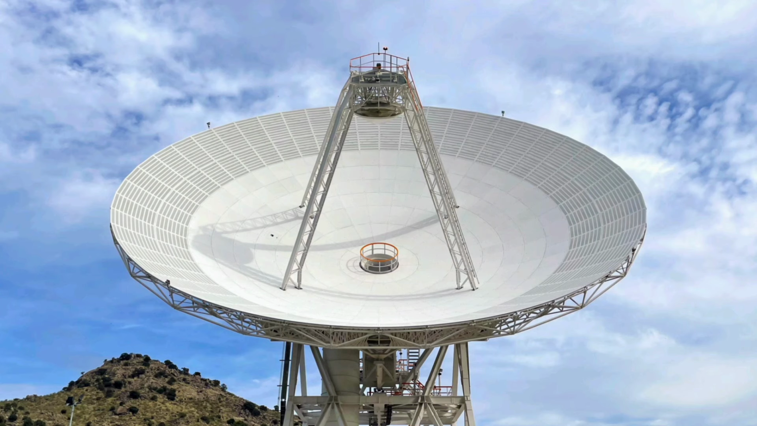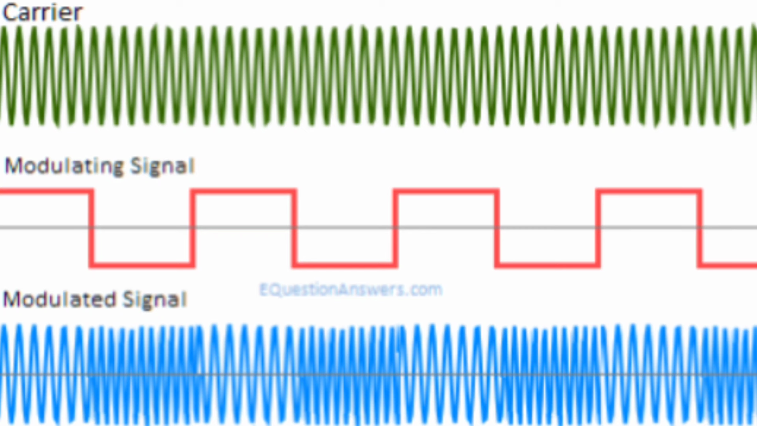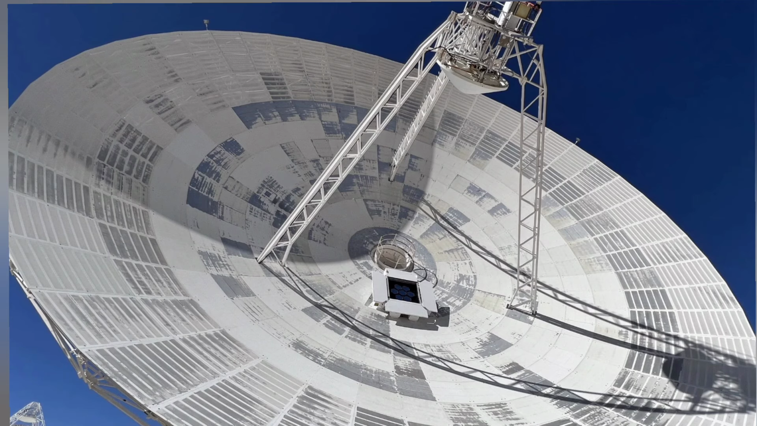Here's an overview. Spacecraft transmission. 1. Data generation. Spacecraft instruments generate data, which is processed and formatted for transmission. 2. Modulation. Data is modulated onto a carrier wave using techniques like phase modulation or amplitude modulation. 3. Frequency selection. Spacecraft select a suitable frequency band for transmission, considering factors like signal strength, noise, and interference. 4. Antenna. Spacecraft use antennas to transmit radio signals towards Earth.